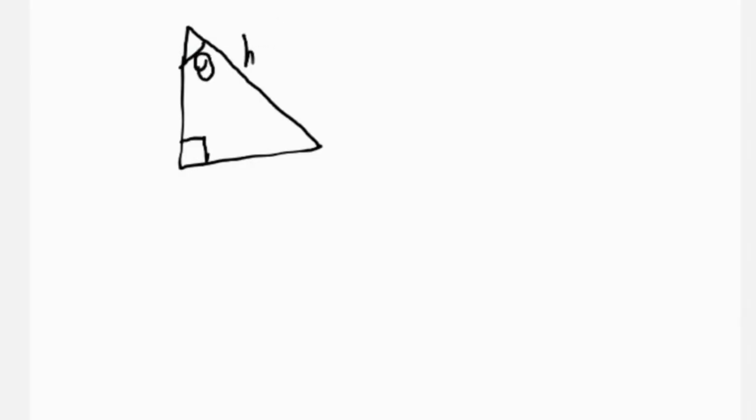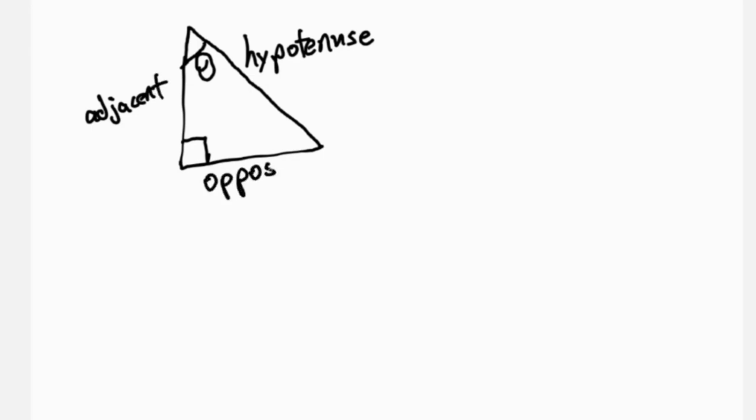The longest side is always known as the hypotenuse. The side next to theta is known as adjacent, and the side opposite theta is known as the opposite.